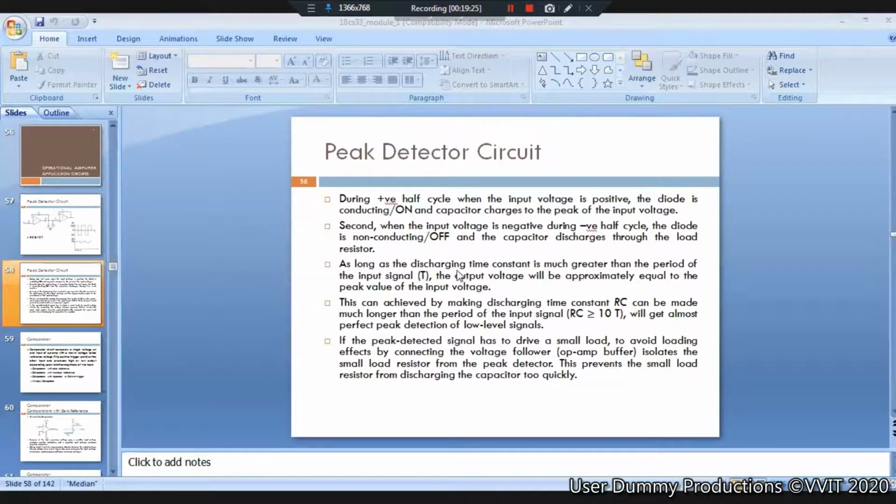As long as the discharging time constant is much greater than the period of the input signal, the output voltage will be approximately equal to the peak value of the input voltage. This can be achieved by making the discharging time constant RC, resistor and capacitor, much longer than the period of the input signal, RC greater than or equal to 10 times. We will get almost perfect peak detection of low level signals. If the peak detected signal has to drive a small load, avoid the loading effect by connecting a buffer.